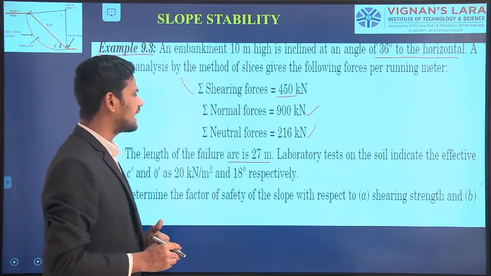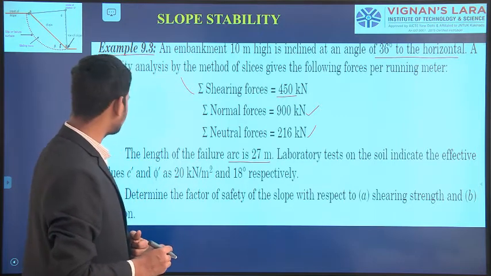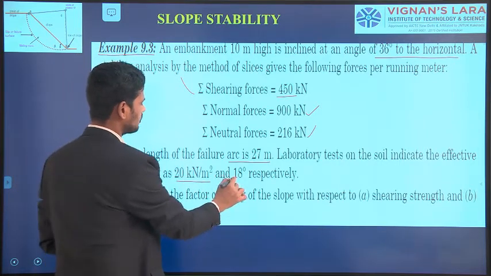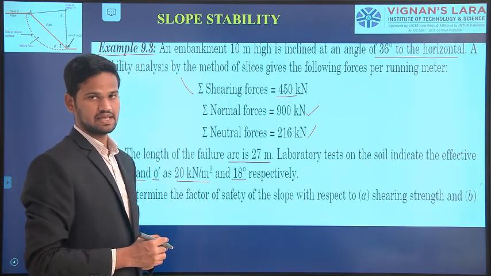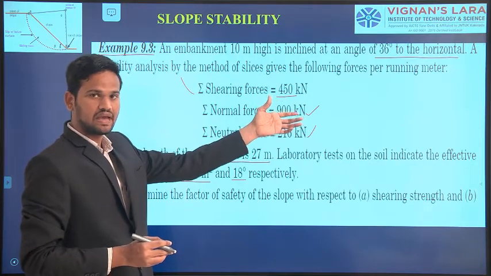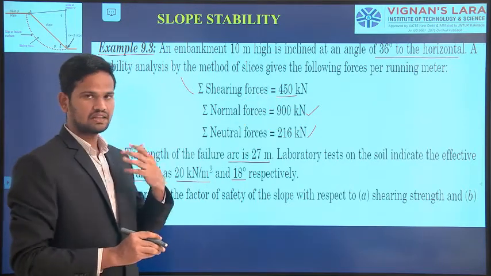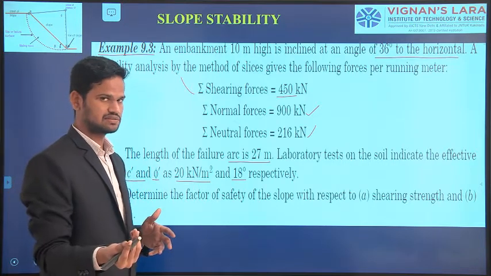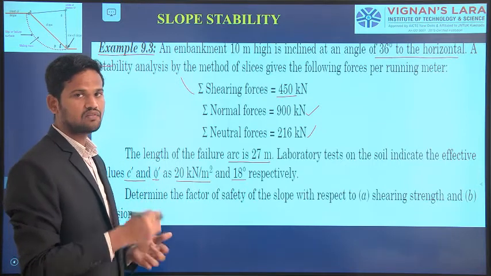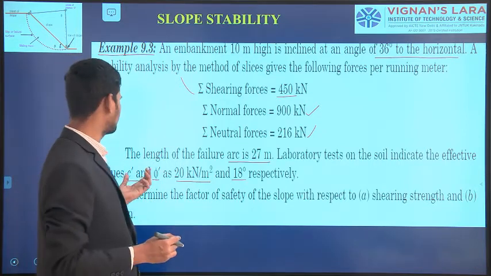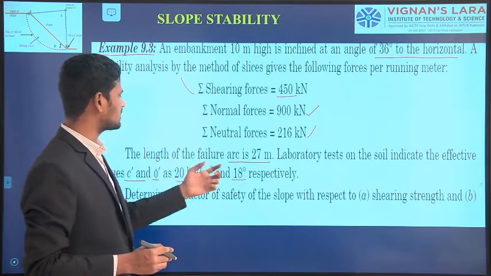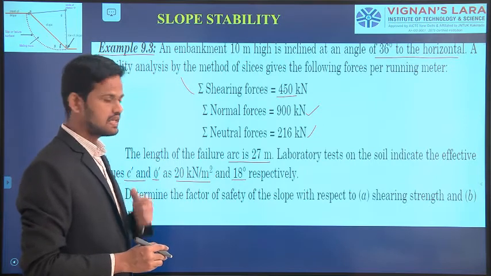Again, if you see here, laboratory tests on the soil indicate the effective values of c and phi as 20 kN per meter square as well as 18 degrees respectively. That means for the embankment, they took the soil and conducted a laboratory experiment, a direct shear test or triaxial shear test. After conducting this experiment, they got the shear strength parameters of the soil: c as 20 kN per meter square and angle of internal friction phi equal to 18 degrees.